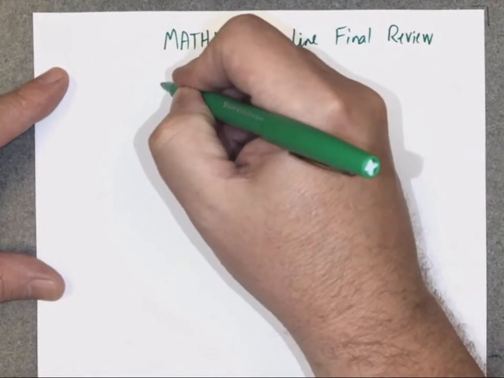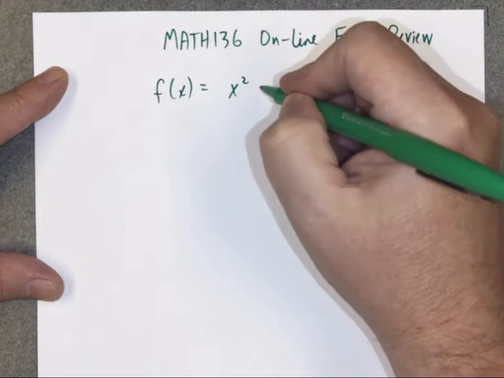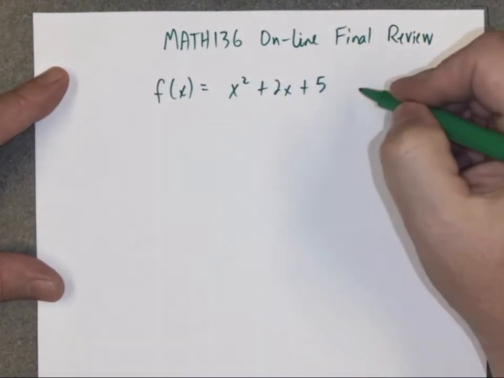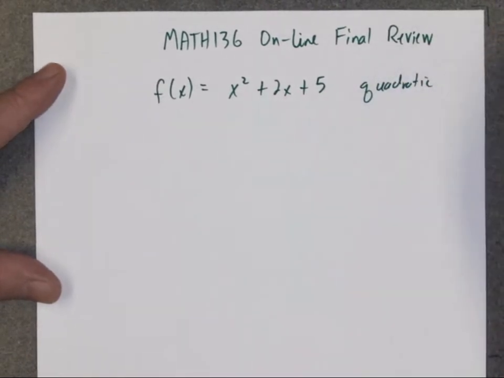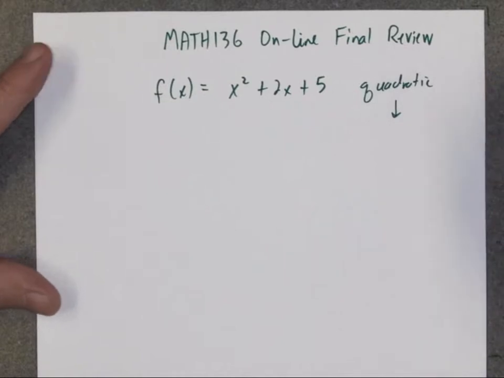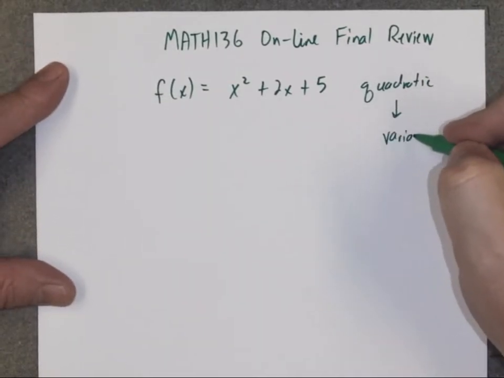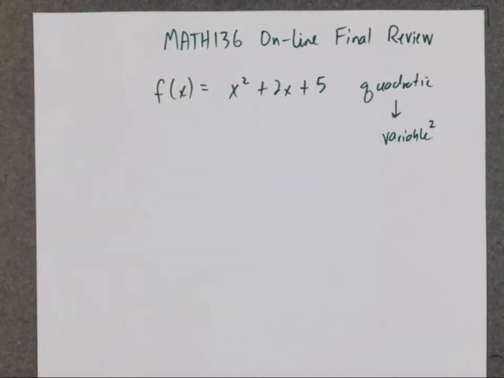Here's an example of a quadratic function. X squared plus 2x plus 5. So this is a quadratic. The key to a quadratic function or a quadratic equation is you have the variable squared. Once you have that, you have a quadratic equation or quadratic function.